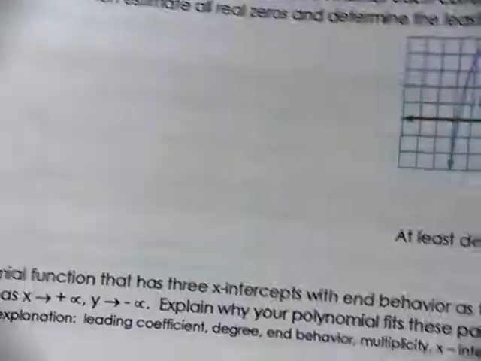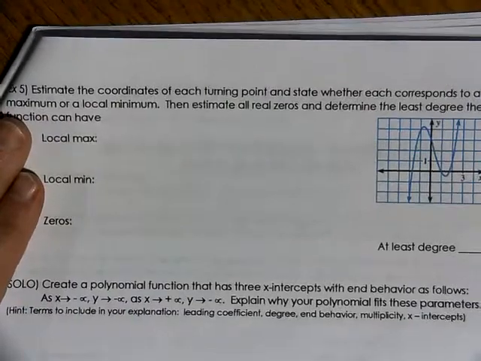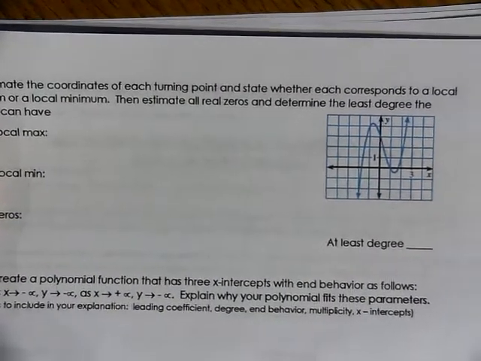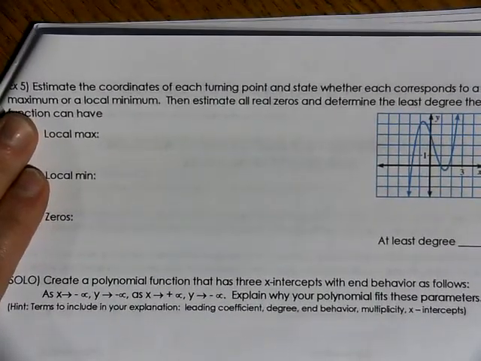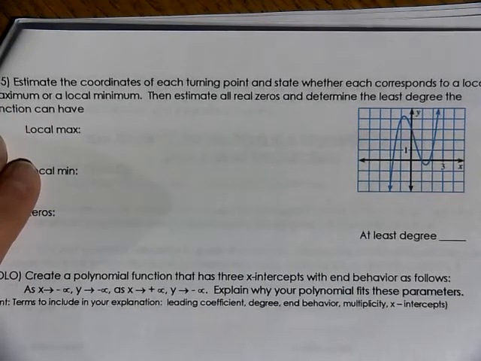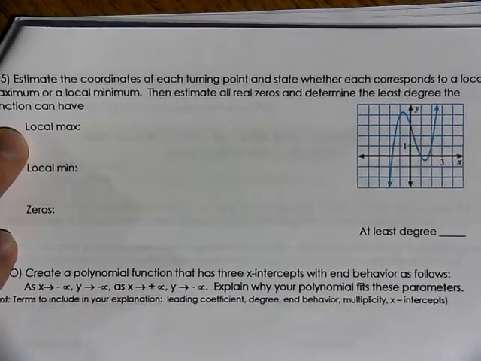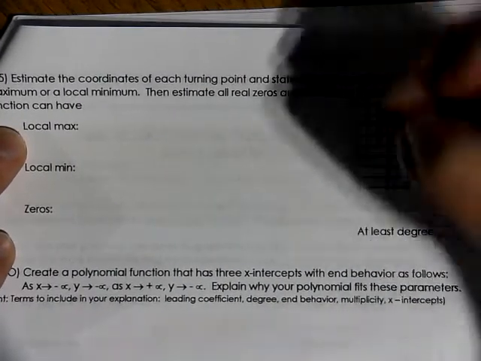Let's go ahead and move on to the next page. So in this problem, we are going to estimate by analyzing this graph each of the turning points and state whether each corresponds to a local maximum or a local minimum. Then we're going to estimate all real zeros and determine the least degree that the function can have. So let's go ahead and identify our local maximum.